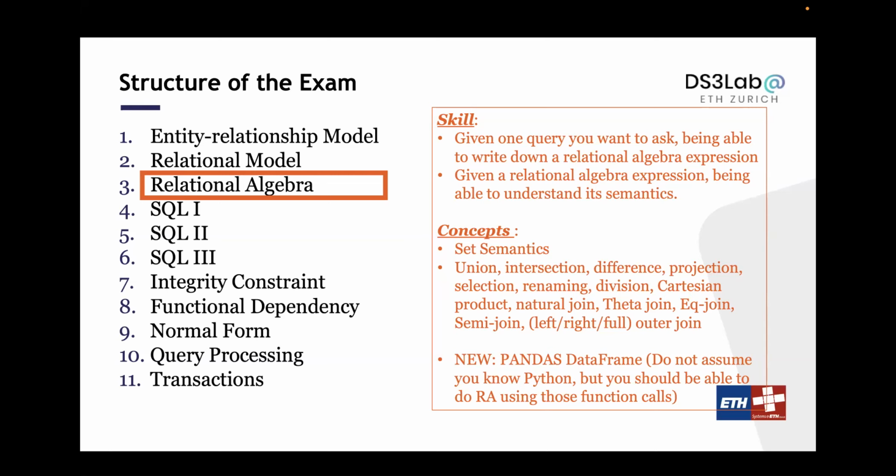In terms of the scope, we assume set semantics whenever we talk about relational algebra. We assume you will understand all the operators that we talk about in the lecture: union, intersection, difference, projection, selection, renaming, division, cross product, natural join, theta join, equal join, semi-join, and different types of outer join. You need to be able to understand those operators, and you need to be able to read an expression that is built using those operators.